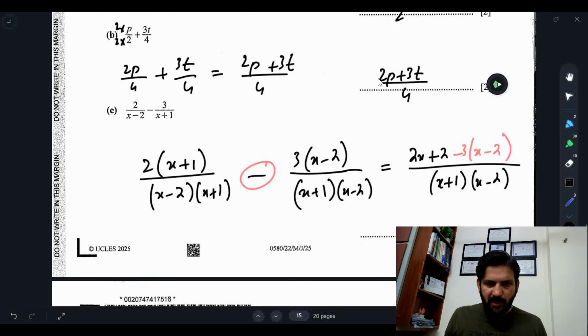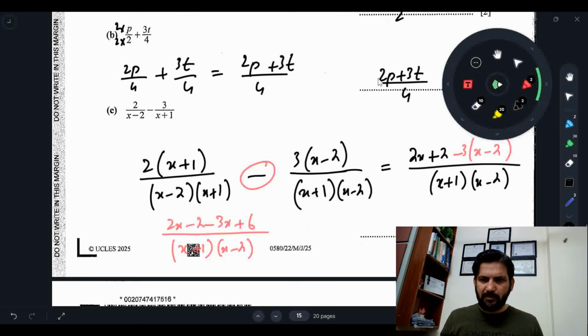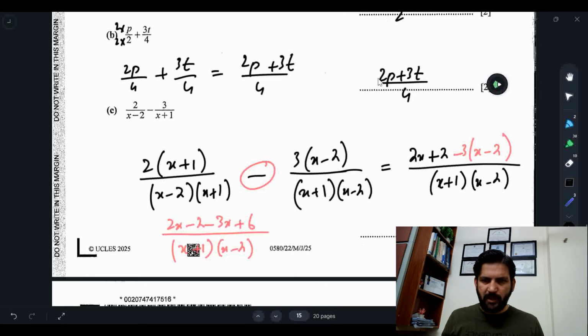No need to multiply the denominator, it is not required, because they say simplify and write your answer as a single fraction. So this should be equal to minus x plus 8 whole divided by x plus 1 into x minus 2. This should be the final answer. Let's move to question number 20.